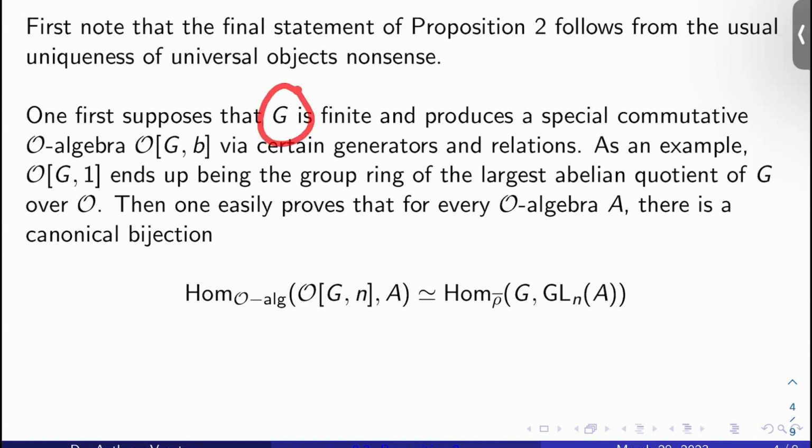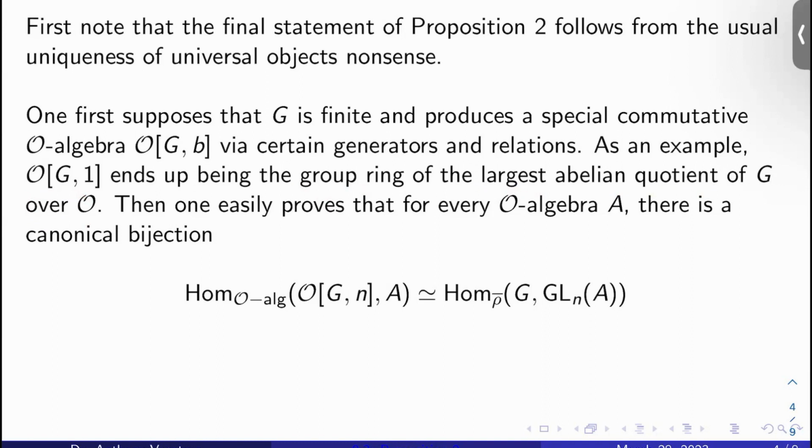First, we suppose that the group we have a representation V of is finite, and one goes through a construction process, which I won't go through the details of because it's not particularly interesting, producing special commutative O algebras O_G,B, where B is a positive integer, via certain generators and relations. So they're explicitly constructed, okay? As an example, O_G,1 just ends up being the group ring of the largest abelian quotient of G over O, okay? And then all the other ones have sort of significant meaning beyond that.